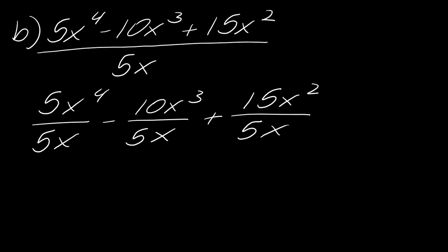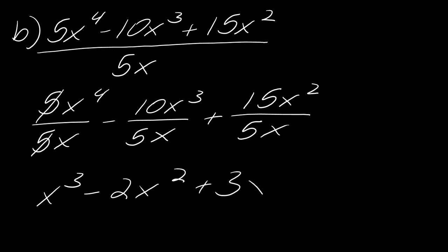So I've got now these three separate division problems. For this first one, the 5's drop out entirely, and then if I take 4 minus 1, I'm just left with x cubed. For this next one, 10 divided by 5 is 2. And then if I take 3 minus 1, this will leave me with x squared. So again, using the quotient rule. And then finally, I've got 3x, and that'll just be 3x, and that's it.